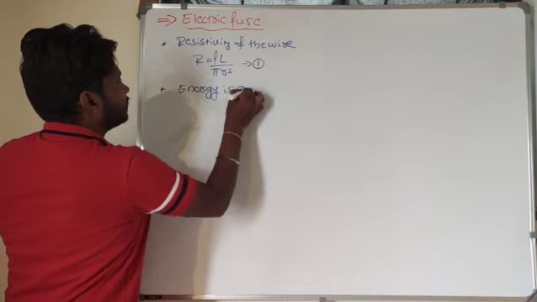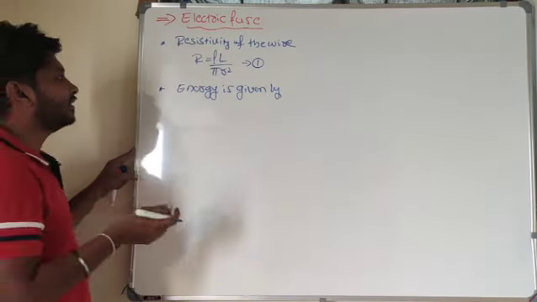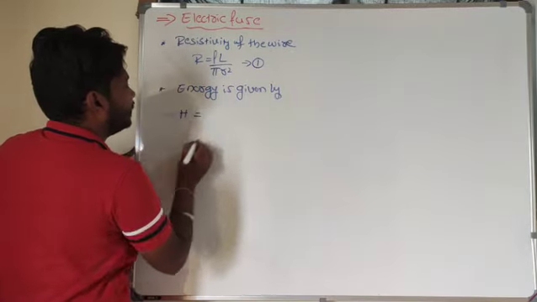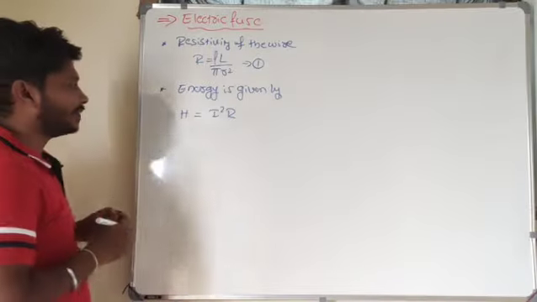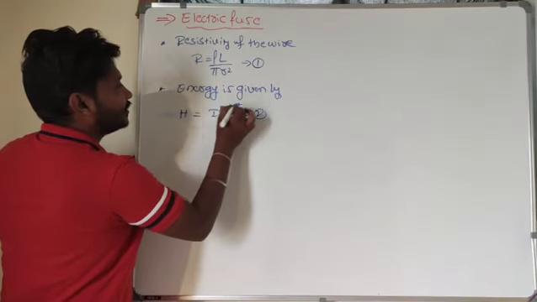Energy is given by, so in case of electric energy, that is heat energy we can consider. So that heat energy is I square into R. So per unit time, I square R into T or I square into R. So I will take this as equation 2.